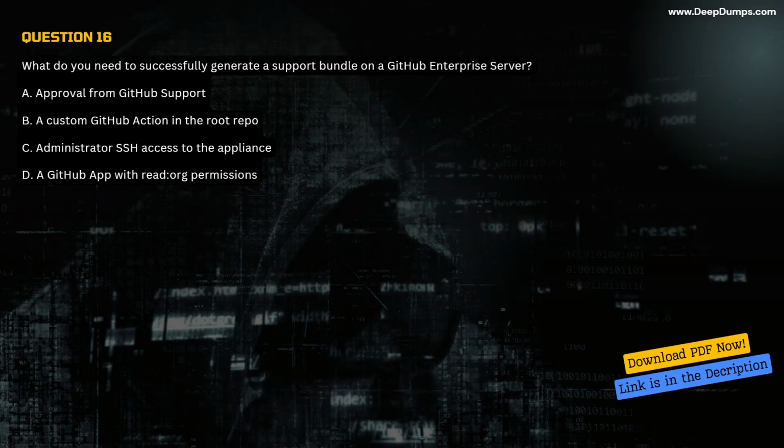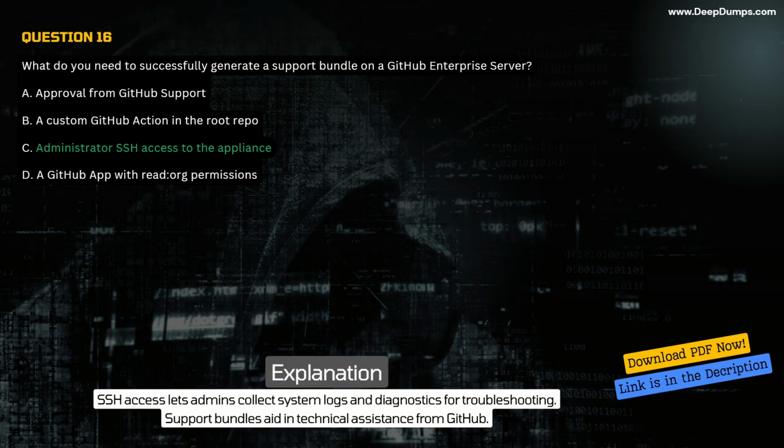Question 16. What do you need to successfully generate a support bundle on a GitHub Enterprise server? A. Approval from GitHub support. B. A custom GitHub action in the root repo. C. Administrator SSH access to the appliance. D. A GitHub app with read, org permissions. Correct answer, C. Administrator SSH access to the appliance. Explanation. SSH access lets admins collect system logs and diagnostics for troubleshooting. Support bundles aid technical assistance from GitHub.